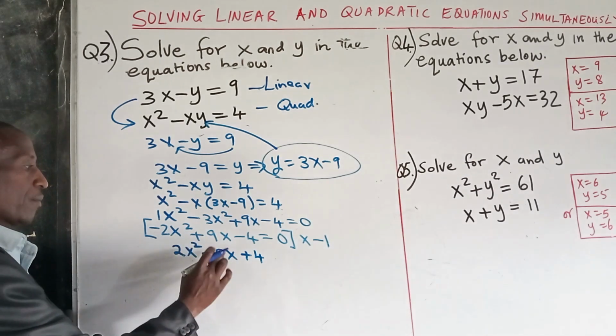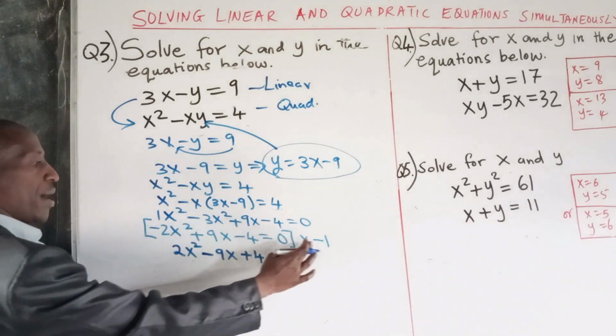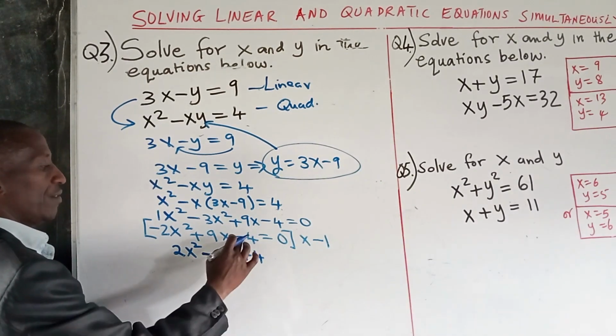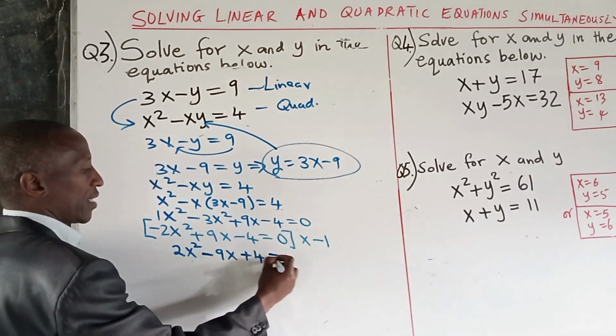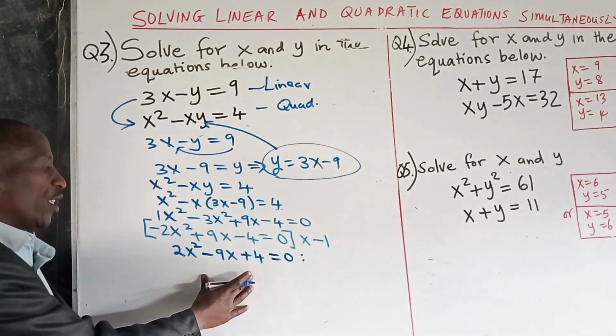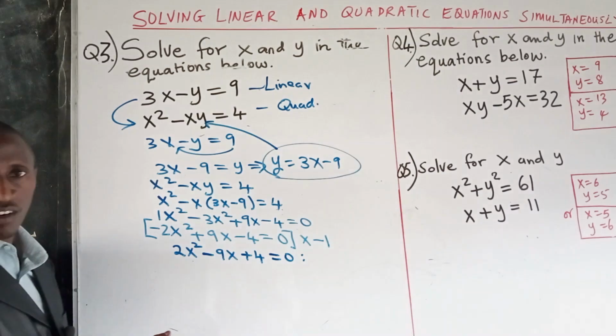Let's check that again. Minus by minus is positive. Positive by negative is negative. Negative by negative is positive, and that is correct. So we look at this quadratic equation, which we solve by factorization.